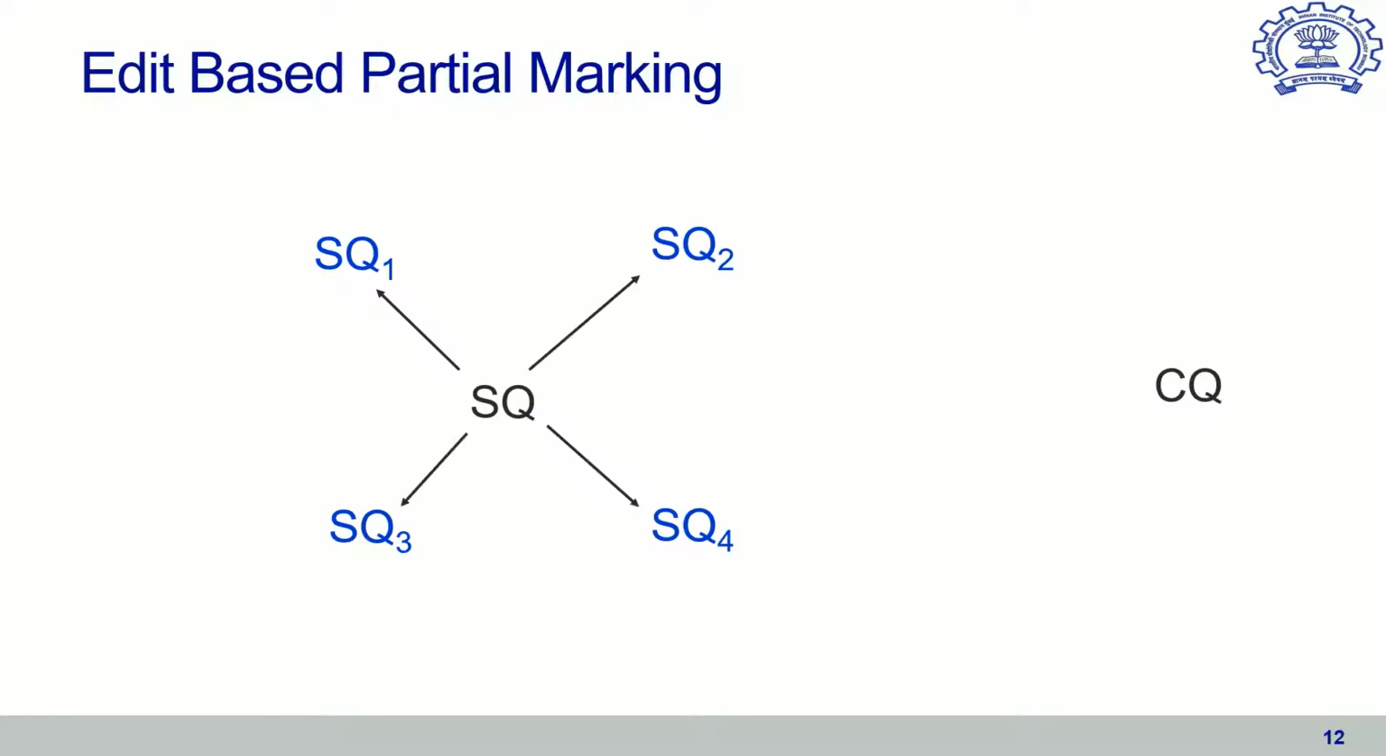In general, let us consider a student query SQ and a correct query CQ. We will generate guided edits to the incorrect student query. Let us say there are 4 possible guided edits that can be generated, marked by SQ1 to SQ4. For each of these edited queries, we deduct marks based on the edit. We now compare each of these to the correct query to see if they are equivalent or not.